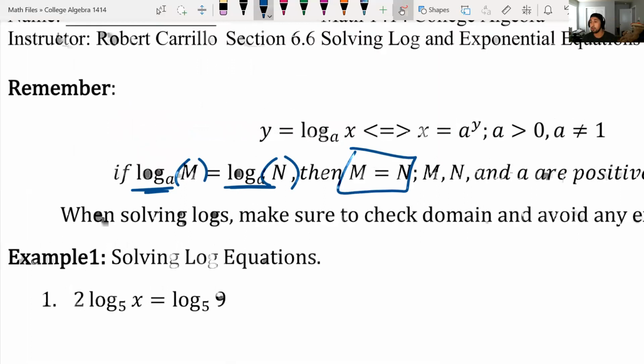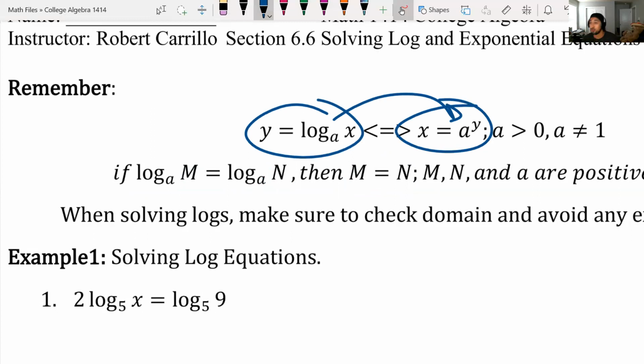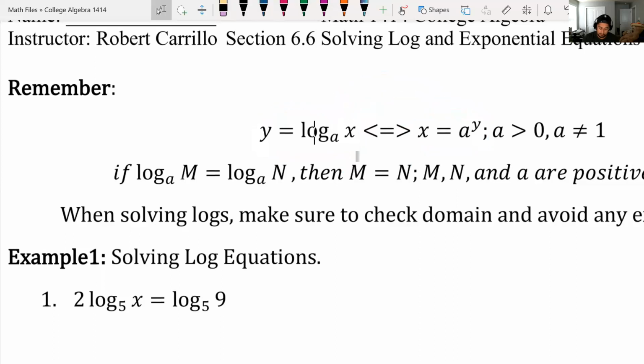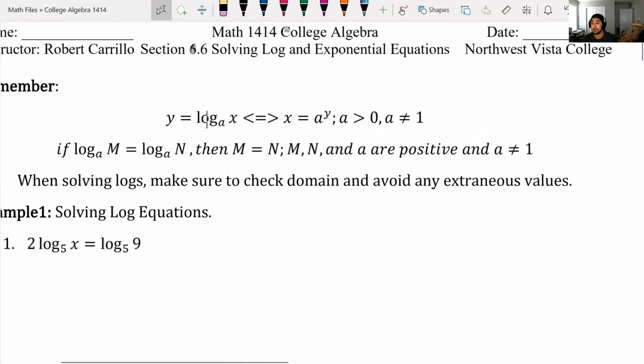So today we're going to be using the product to sum, quotient to difference, the power rule, and now we have this fourth property of log equalities, and we'll use that. Everything's going to be put to work today. Remember that if you're stuck in a log format, logs can be converted to exponentials, or if you're stuck in an exponential format, exponentials can be converted to logs because they are inverses of each other. And when solving logs, make sure to check your domain and avoid any extraneous values.